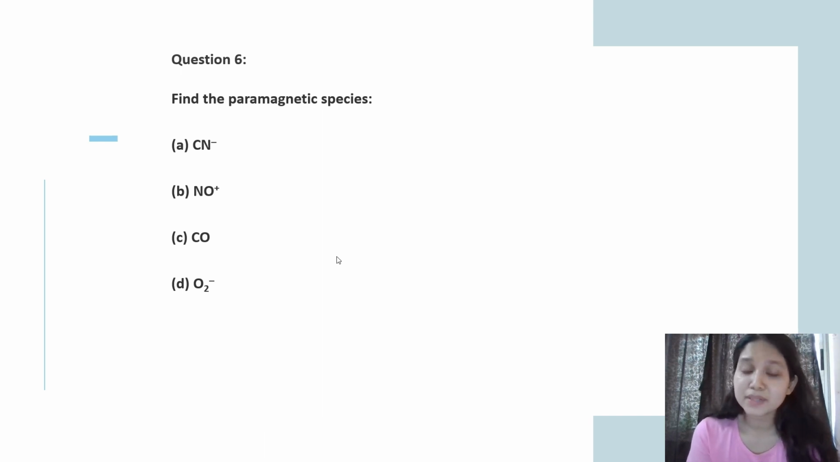Find the paramagnetic species: cyanide, nitrous, carbon monoxide, and O2 minus. So among these four, which of these species is paramagnetic? To find out the paramagnetic species, how do we start answering the question? How do we approach this problem? Anyone? Which theory will help us?